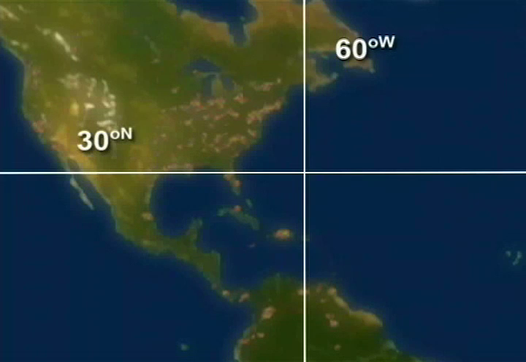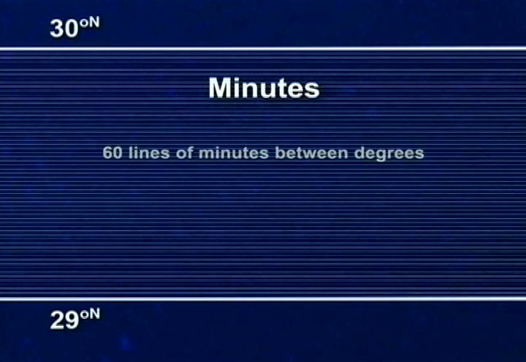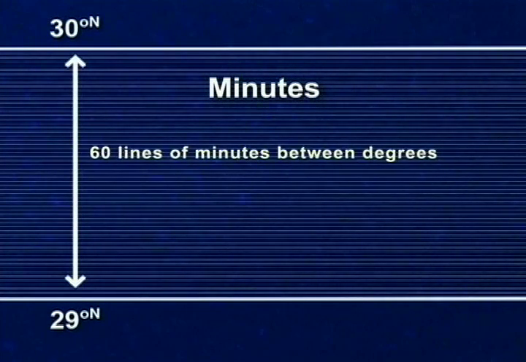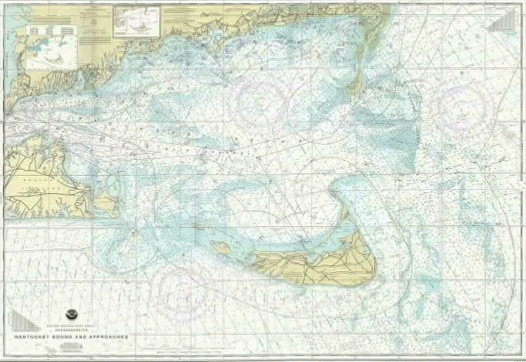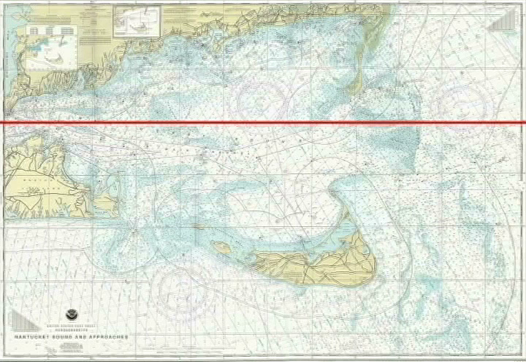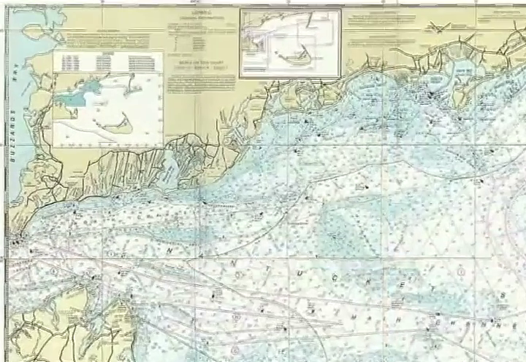Now, it doesn't always work quite so neatly, where your position will intersect right at whole degrees. That's why there are smaller lines between the degrees called minutes, and there are 60 lines of minutes between each degree. Now let's take a look at this body of water off the coast of Massachusetts. Nantucket Sound has a line of latitude running through it of 41 degrees, 30 minutes north, and a line of longitude of 70 degrees, 20 minutes west. That puts us just north of the center of Nantucket Sound.